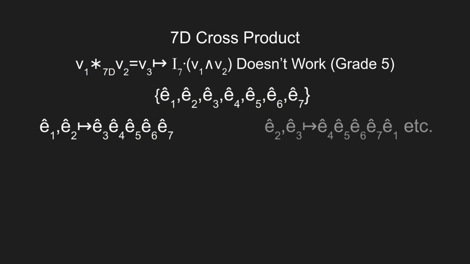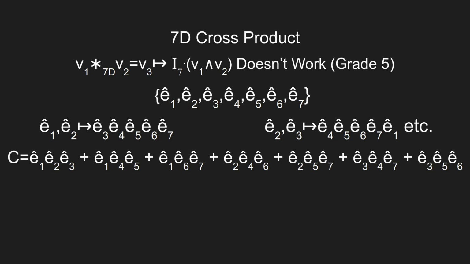How can we make an object which, when dotted with the wedge product of our 2 starting vectors, uniquely yields a 3rd vector? One way is to somehow write down a sum of terms, each of which is the wedge product of 3 vectors. For example, we can choose E1, E2, E3, plus E1, E4, E5, plus E1, E6, E7, plus E2, E4, E6, plus E2, E5, E7, plus E3, E4, E7, plus E3, E5, E6. This object, which I call a crosser, mimics the 3D cross product in 7 dimensions.